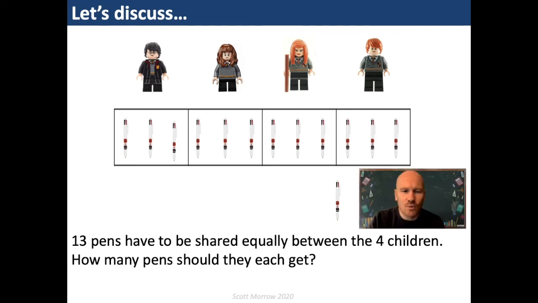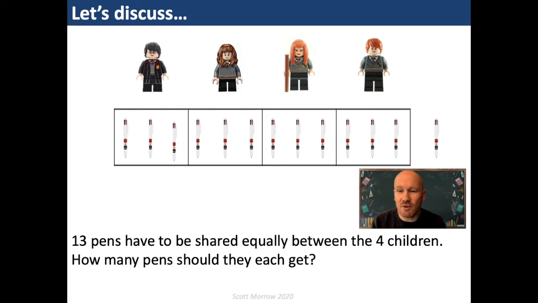And once again, we're able to give 3 pens each and we're left with this extra pen. Now, when it was cookies, we were able to cut that cookie into quarters and share that out. However, we're talking about a pen here. So this time, we can't cut a pen up. We would just break that pen. So that pen is a spare.